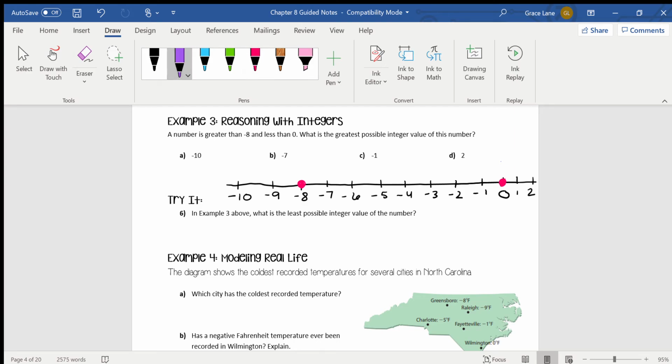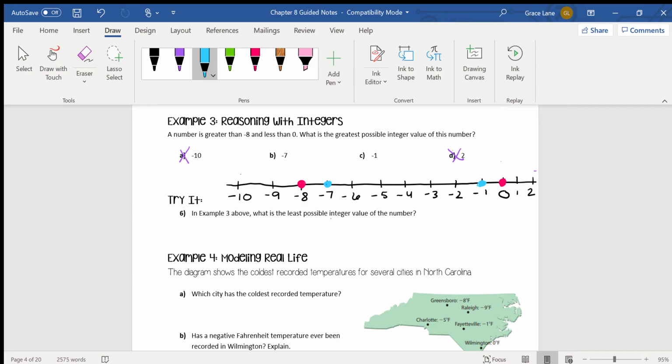You can cross out letter A as an option, and you can cross out letter D as an option because -10, just down here, and +2 up here, aren't even within the boundaries of -8 and 0 that we're talking about. So your only choices are B, -7, and C, -1. Letter B, -7 is here, and C is -1, which is right there.